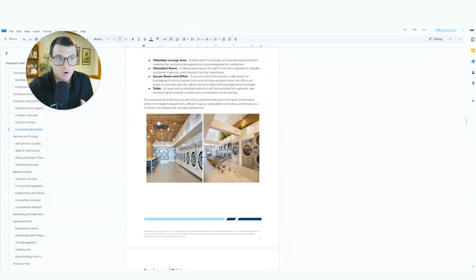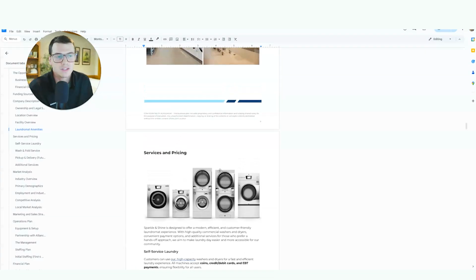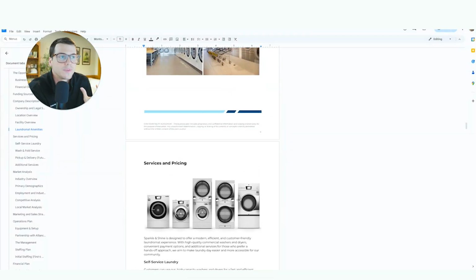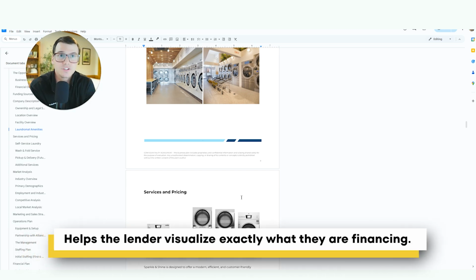This is some inspiration photos of what we want the inside to look like. Here's the type of machines we're going to do. So this isn't adding useless imagery. We're keeping it very simple for a lender to be able to quickly go boom, boom, boom. Now they have a vision in their mind that actually matches exactly what you as the applicant are doing.